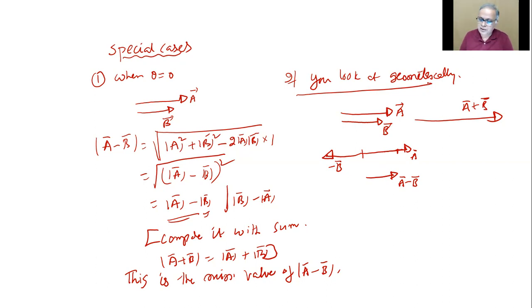For example, if this was 10 Newtons force, and this is also 10 Newtons force, this will be 20 Newtons. Sorry, if this is 20, and this is 10, this will be 30. Now, in this case, what will happen? If this is 20 Newtons, and this is 10 Newtons, this is 10 Newtons. Do you agree?